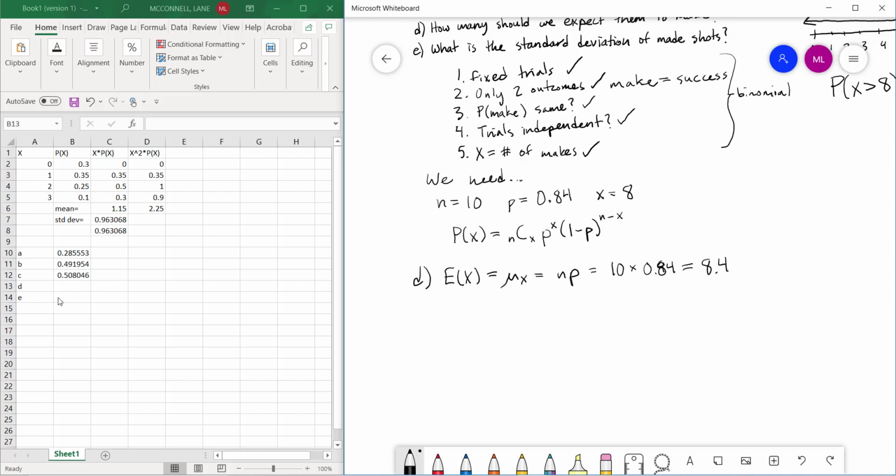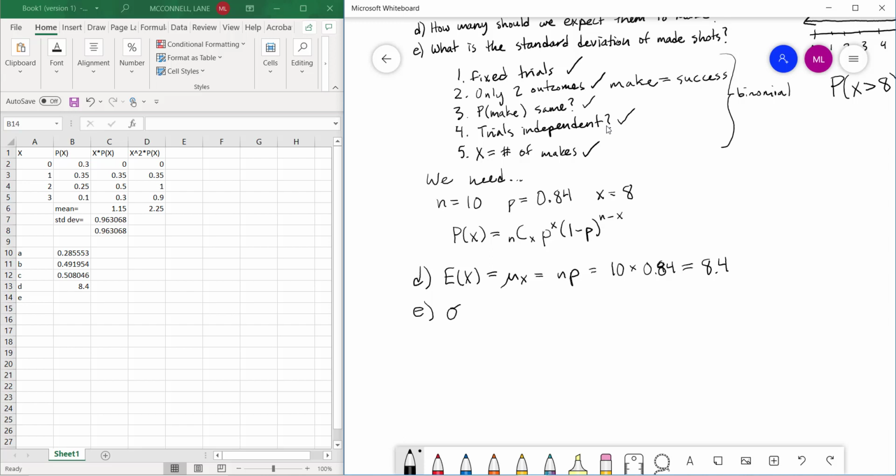We can do that on the calculator. We could do it right over here. So I could just simply do equals 10 times 0.84. And there's the answer, 8.4. I expect this person to make 8.4 of their shots. What is the standard deviation of the number of made shots? That was also a nice compact formula that we had.